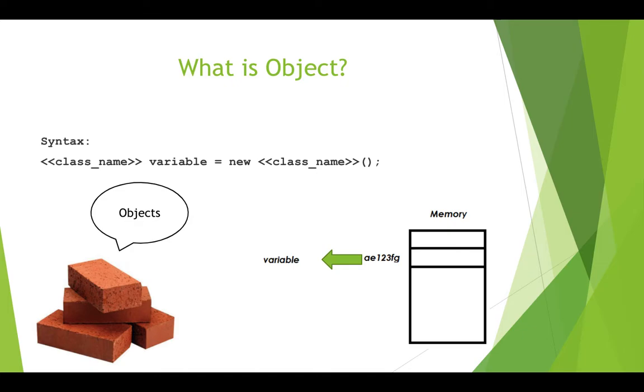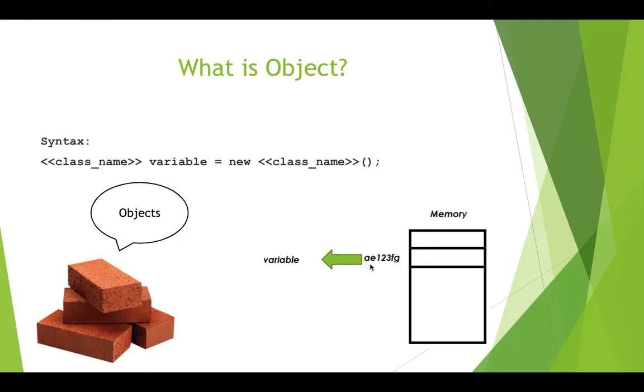In the previous slide, I told you a class is not physical, but here the object is a physical one. I mean, we can touch it, right? So here, see this diagram.